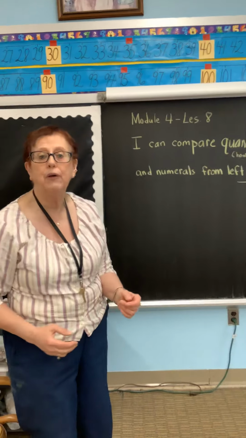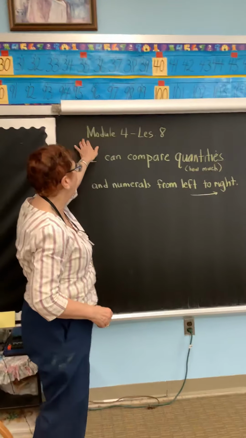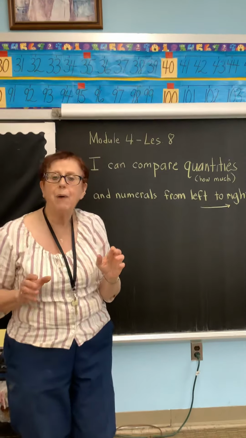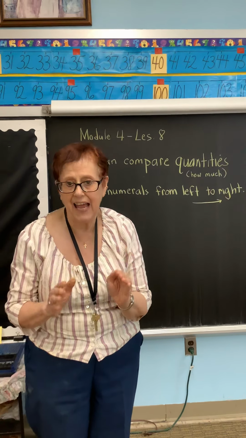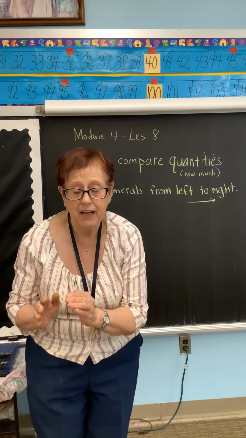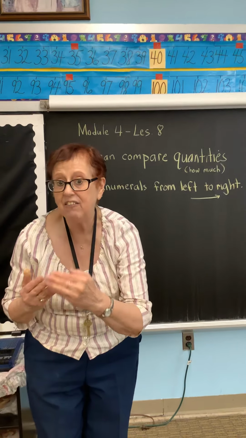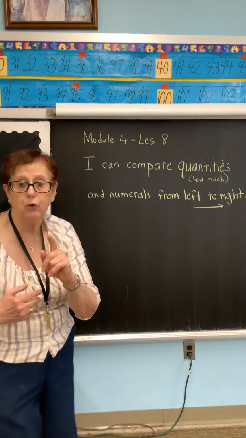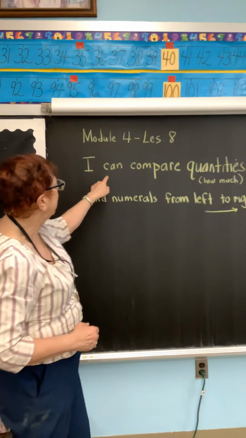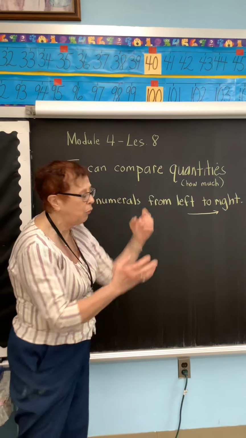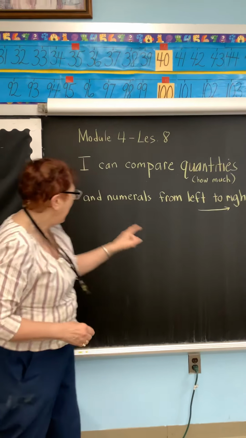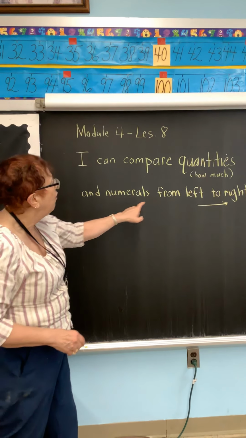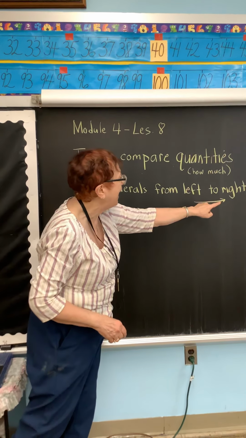Okay, so now we're going to work on Module 4, Lesson 8. What I want to tell you is that it's very much alike Lesson 7. The only thing is we're going to add something in. So here's what the learning goal says. I can compare quantity, so a quantity is how much you have of something, and numerals from left to right.